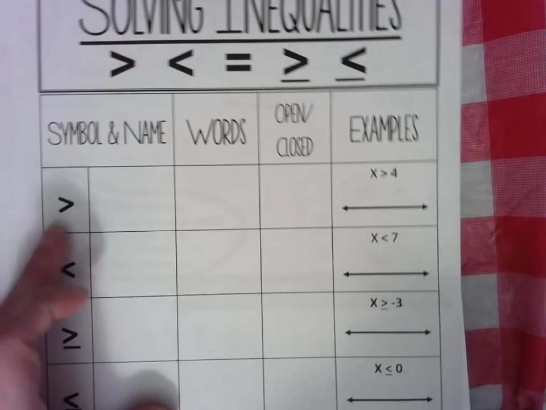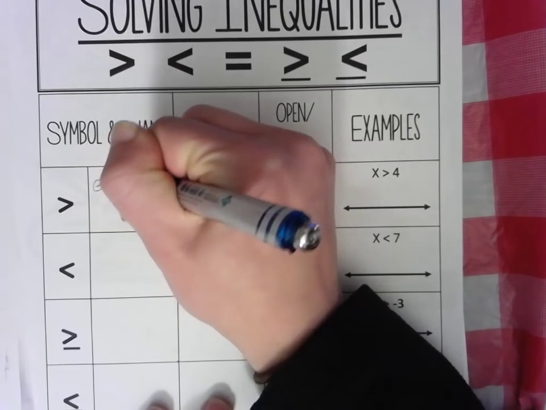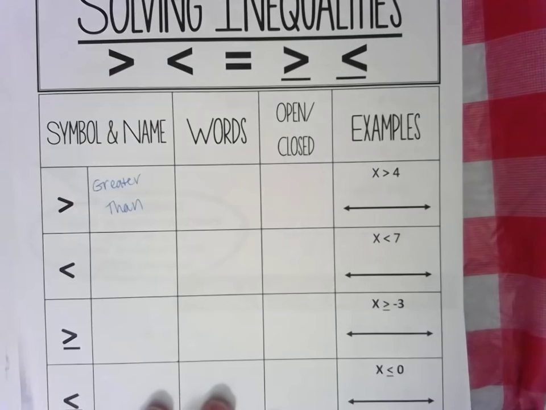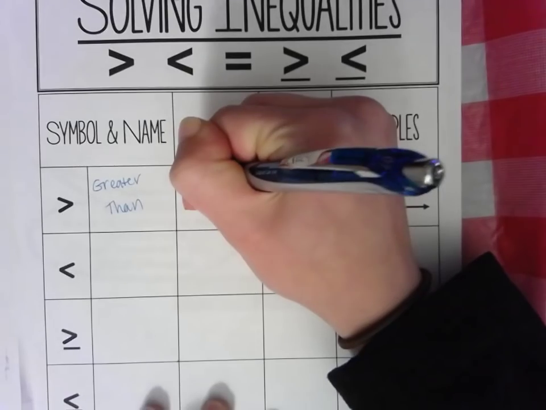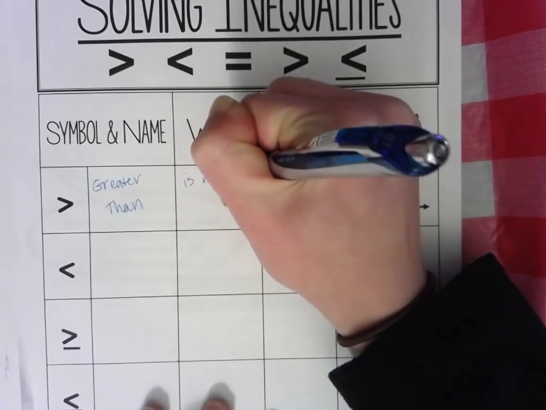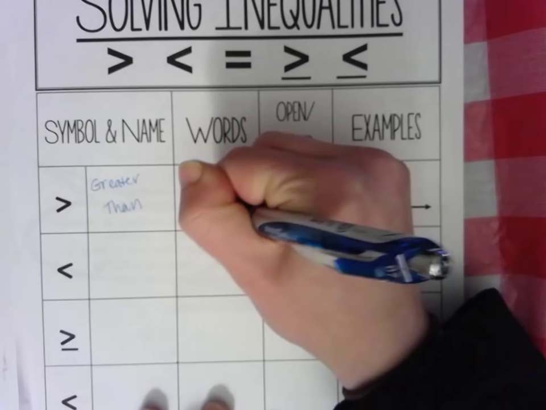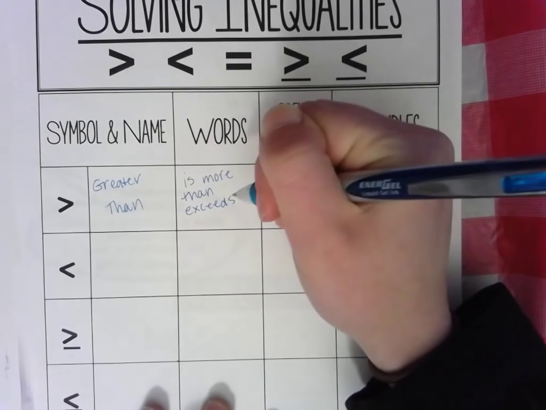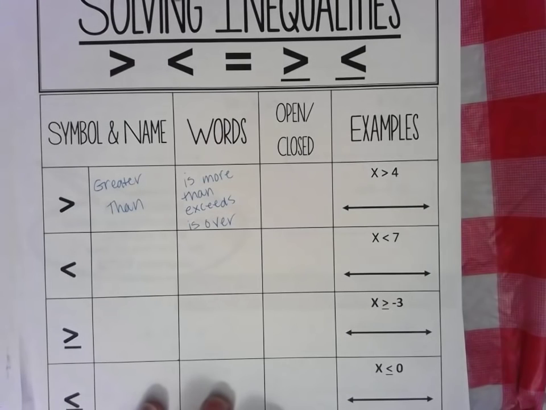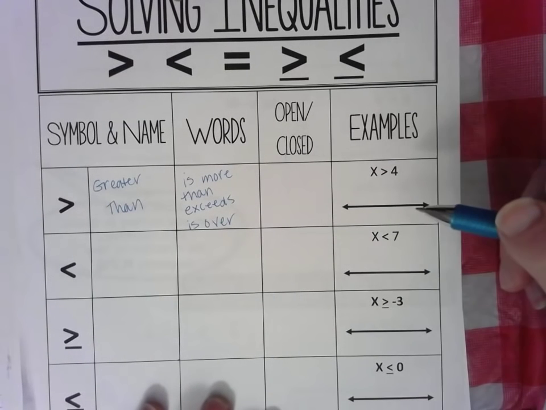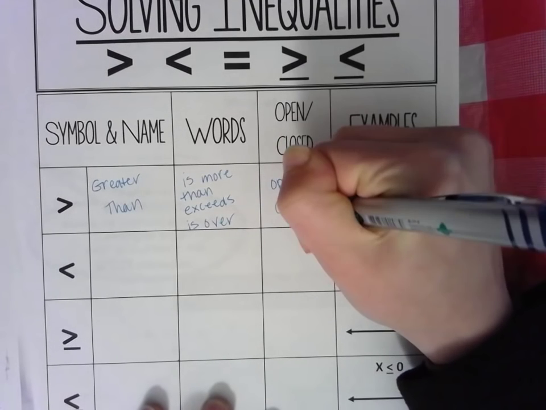So here where you see this symbol, this is the greater than symbol, so you're going to write greater than. And what does that mean? Well, in words, it means it is more than, or it can mean it exceeds, or it can mean it is over. And when we graph inequalities for greater than, we have to have an open circle. And I'll show you what that means.